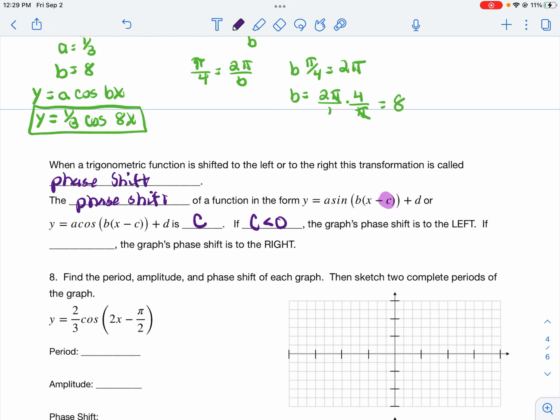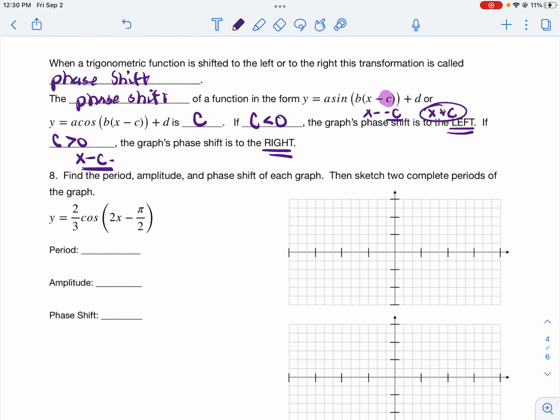So the phase shift, if c is less than 0: you'll usually write x minus a negative c if c is negative, so then you have x plus c. So you'll usually see it written like that. It means you have a shift to the left. And if c is greater than 0, then you're going to see x minus c, and then your shift to the right.